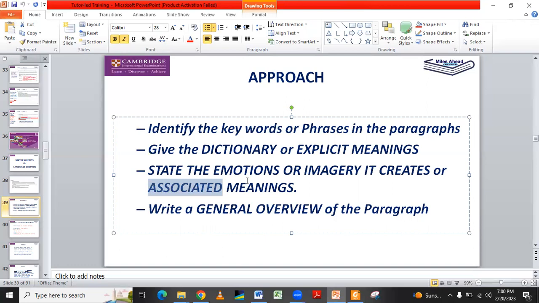So let me take it again. To answer the writer's effect question, you select the key phrases, 3 for each paragraph. You give the dictionary definition. Then you state the associated meaning. The associated meaning simply means what that thing can be associated with. When you say the person is a lion, the person is an animal, that is the dictionary definition, but it simply means the person is brave, which is the associated meaning, right? Then you give the general overview.